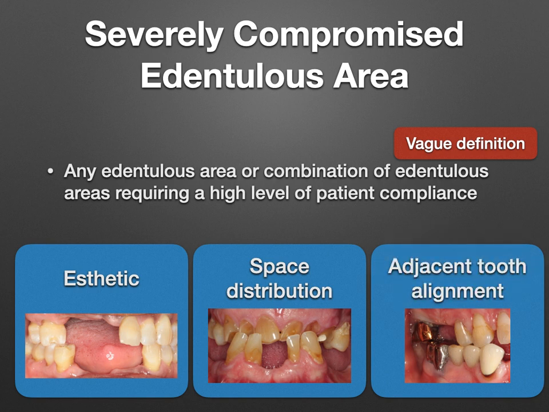The third one may be related to the adjacent tooth alignment. For example, when we lose a tooth for a long time, the adjacent tooth may migrate or incline into the edentulous area. So it will cause us more difficulty to restore the missing tooth area. So it's not related directly to the edentulous area, but it is also partially related to that, and then causes us more difficulty to restore it.